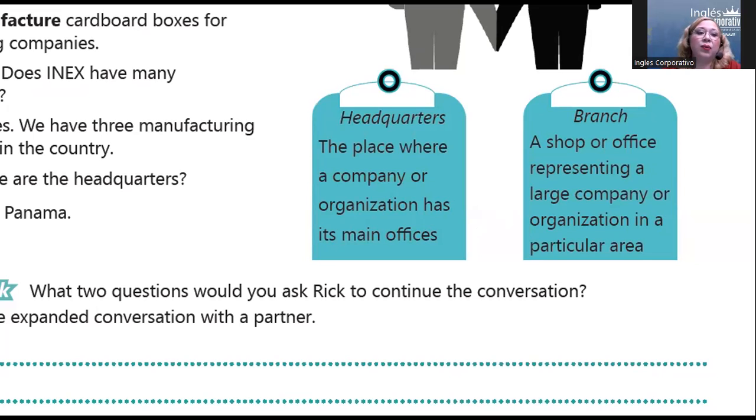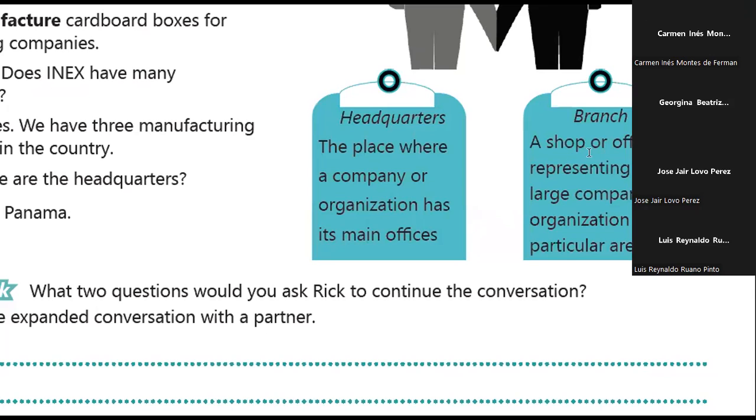So now, can you please read the branches, Georgina? What is a branch? Georgina, are you there? Okay, let's see. Jose Yair. Yes. Tell me, can you read what a branch is, please? A branch, a shop or office representing a large company or organization in a particular area. Particular area. Excellent. Thank you very much.